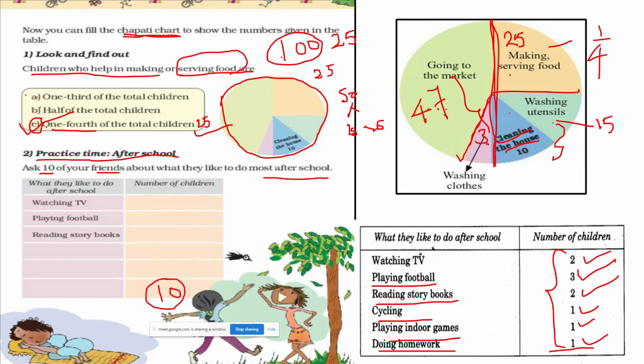Okay, somebody said watching TV after school hours. Somebody said playing football. Or 2 friends said cycling, reading storybook and cycling. Many activities. Even you are also doing so many activities after the online class. After the online class, you will keep the mobile somewhere and you will do some other activities at home. Okay. So in that way we can collect the data of your friends.